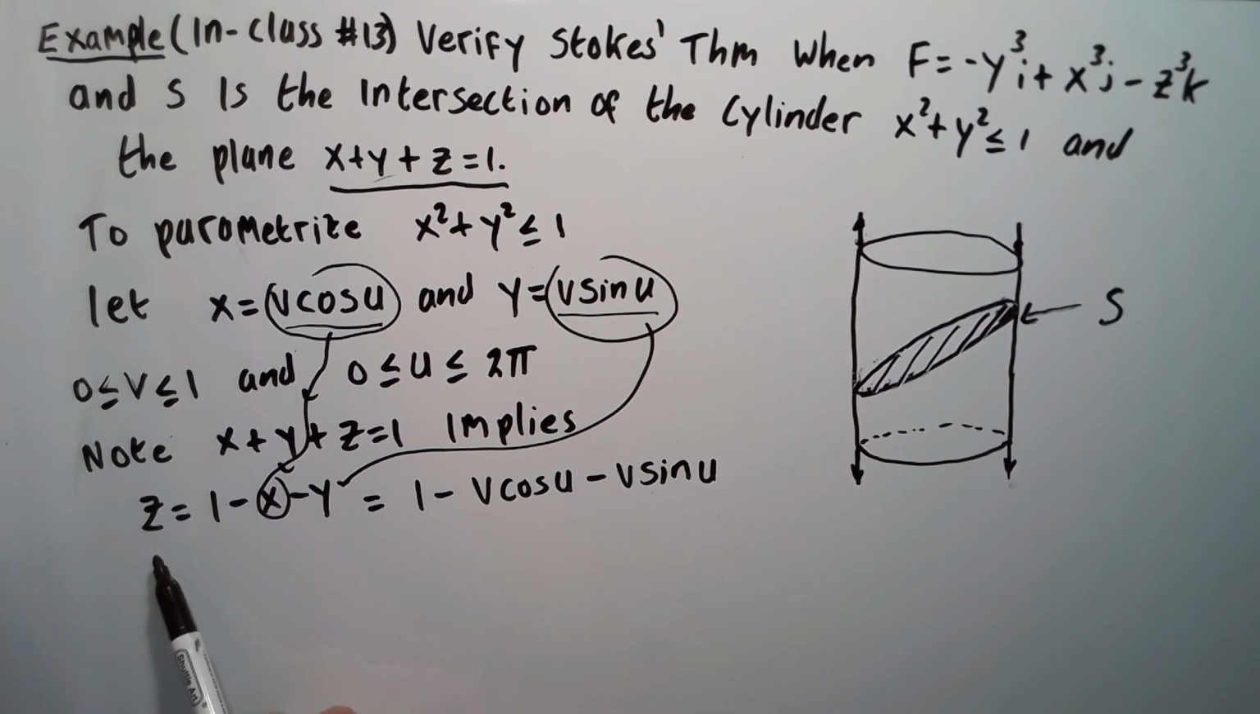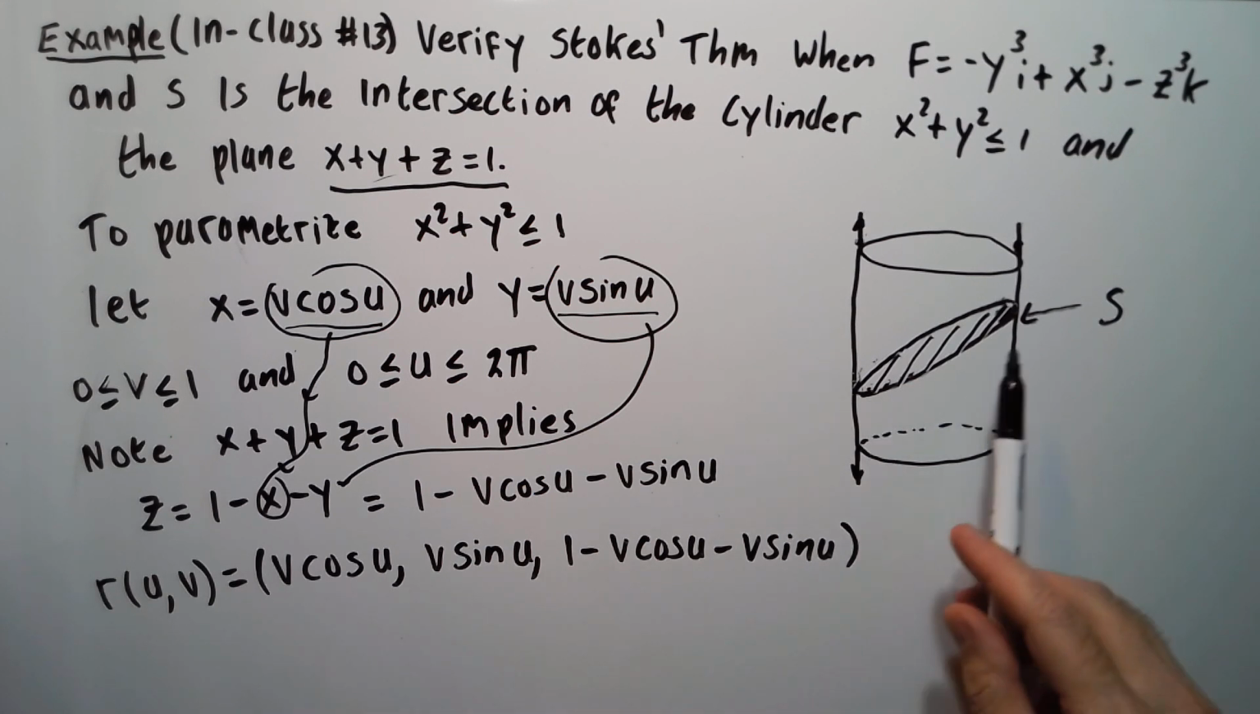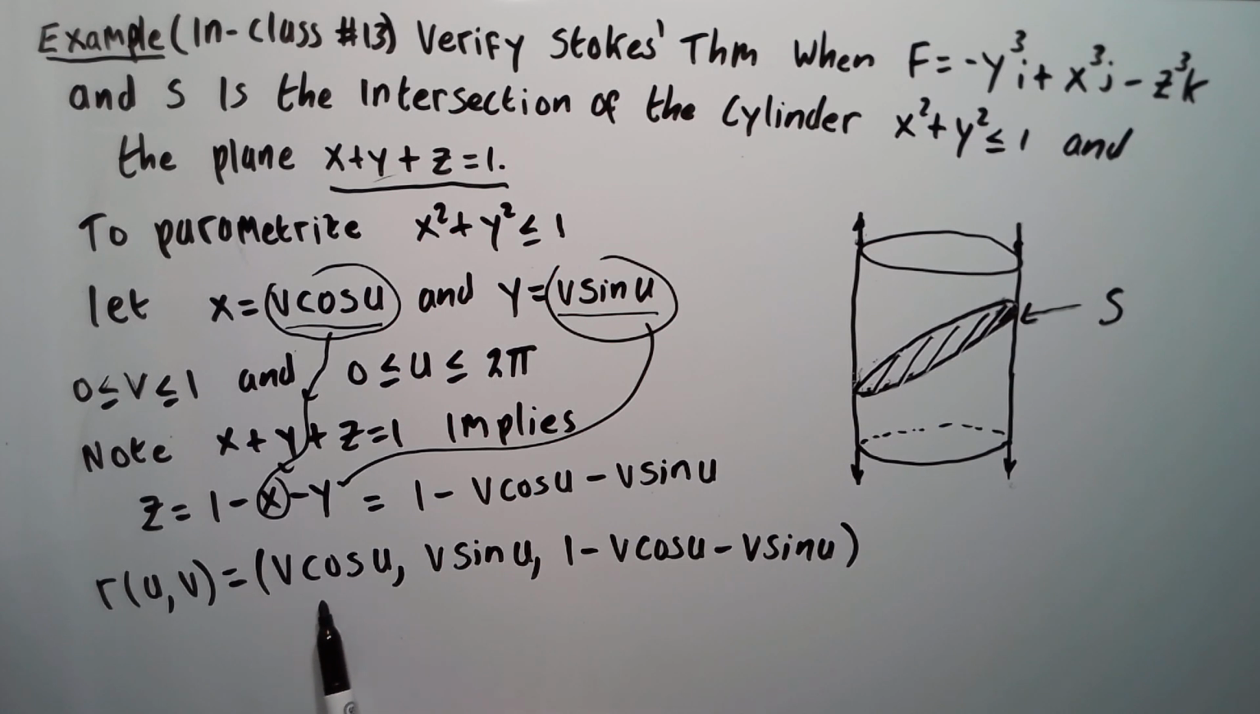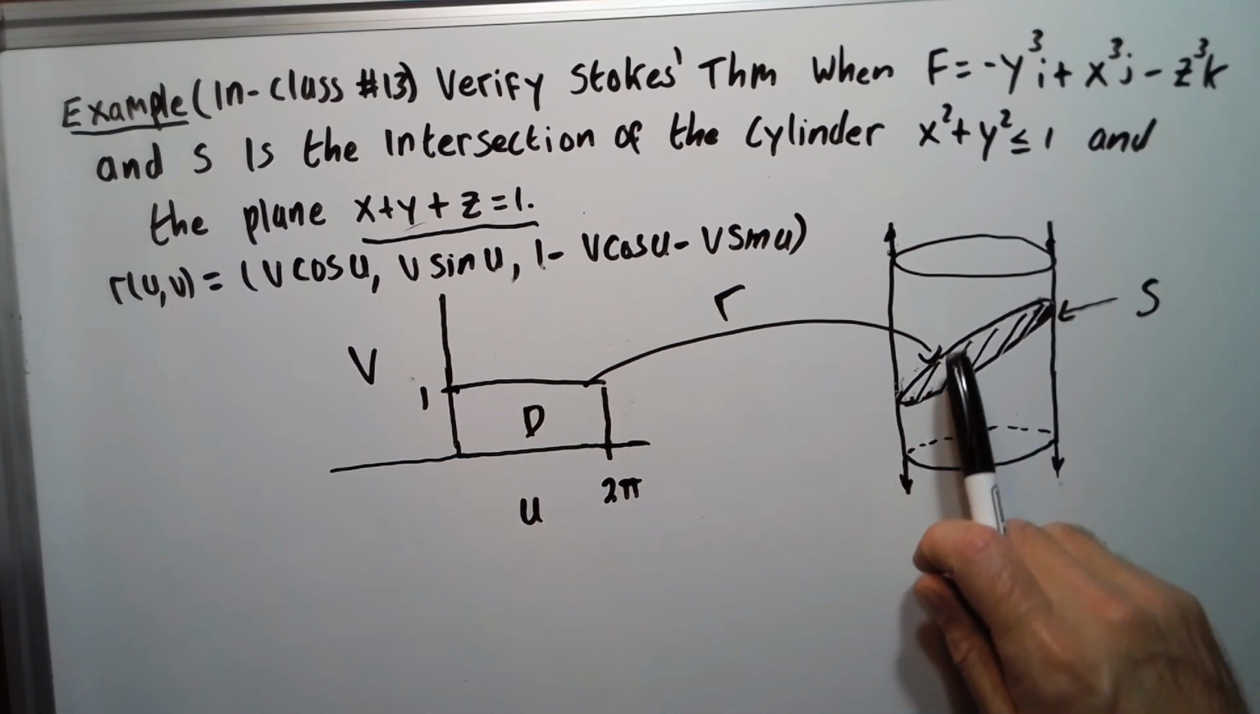Okay, so let's now write our parameterization of S. Here would be my parameterization of S. It would be v cosine u for the x value, v sine u for the y, and 1 minus v cosine u minus v sine u for the z. So you have your x, y, and z. Let's draw now the D region. So here's our D region. The u goes from 0 to 2 pi because it's the angle, and the v goes from 0 to 1. This would map this rectangle in the uv plane onto our region S over here.